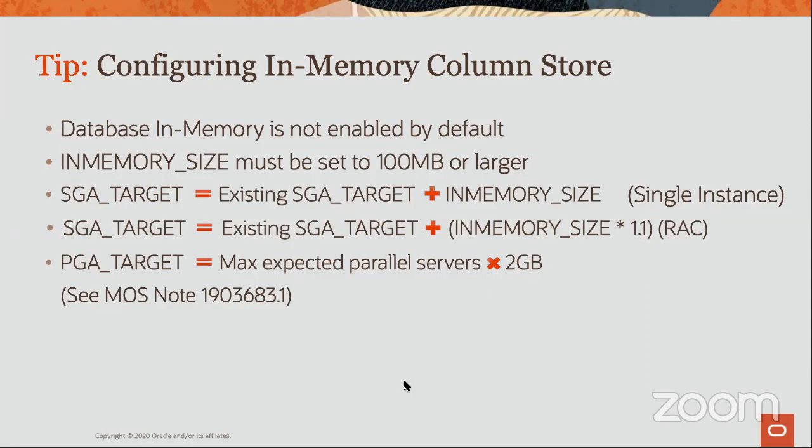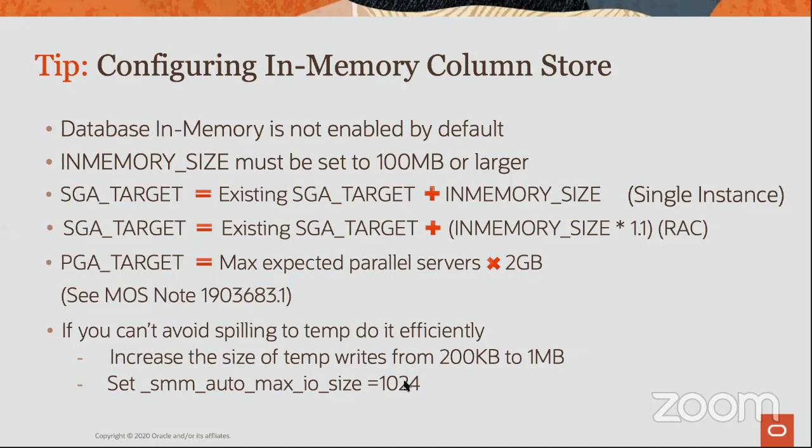So we need about a 10% additional amount of the in-memory size or the column store size on RAC. And all of this is documented in this MOS note I've put up here for your benefit. And if you do get stuck or have trouble with sorting or PGA spilling, there is a parameter you can set to make that a little bit more efficient.